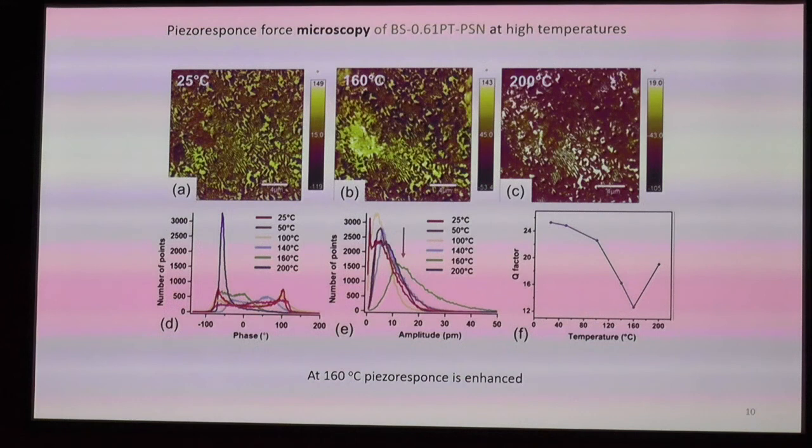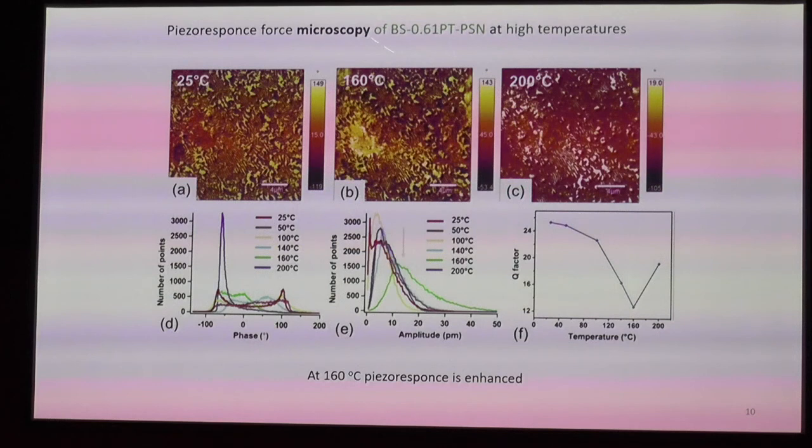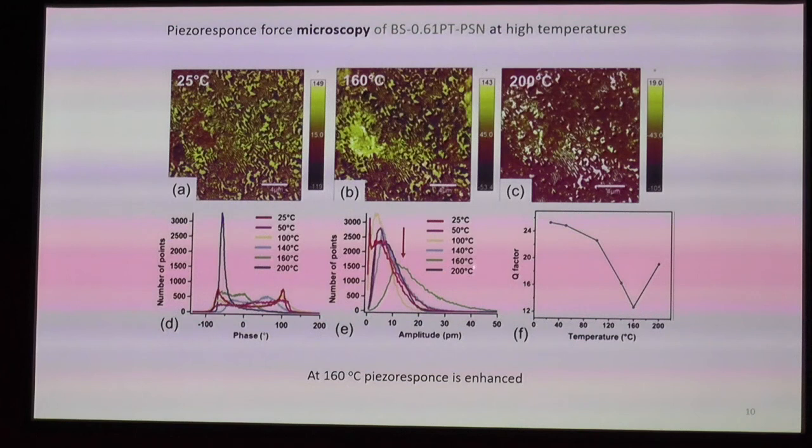These are piezoresponse force microscopy pictures measured directly at high temperatures for the MPB composition. And we can see that the amplitude of piezoelectric response is increased at high temperature, 160 Celsius, as compared to low temperature, while the domain structure doesn't change noticeably. How can we explain this?